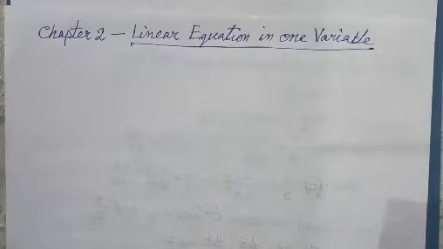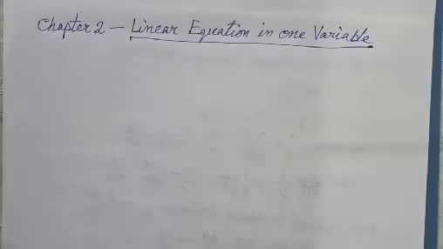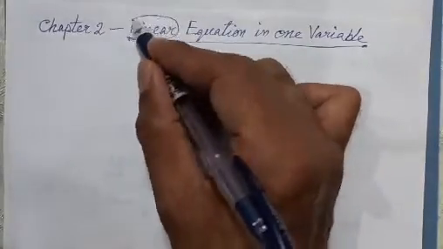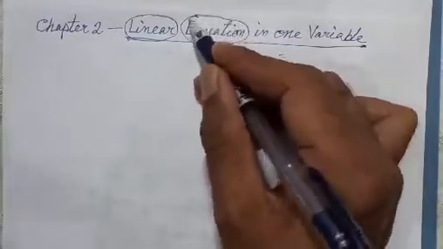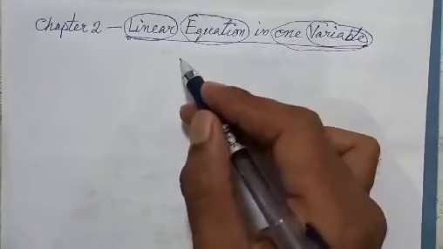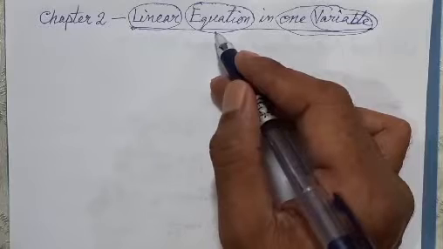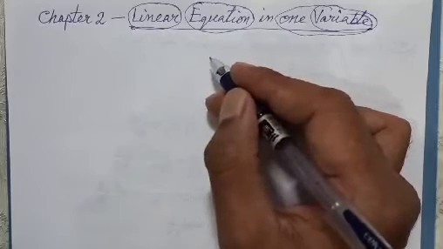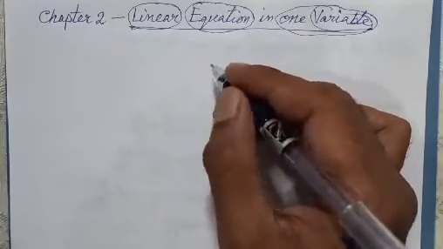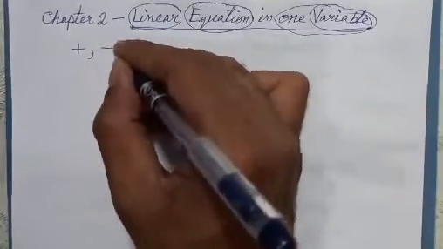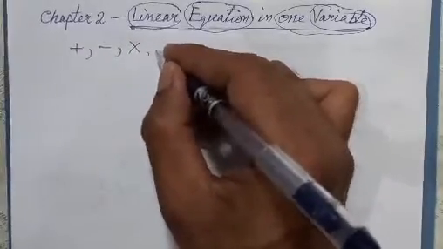In this session, let us learn chapter number 2, linear equation in one variable. Here we need to know what is linear, what is equation, and what is variable, and what is one variable. So to learn what is equation, first we need to know what is arithmetic. In mathematics, there are four operations: addition, subtraction, multiplication, and division.